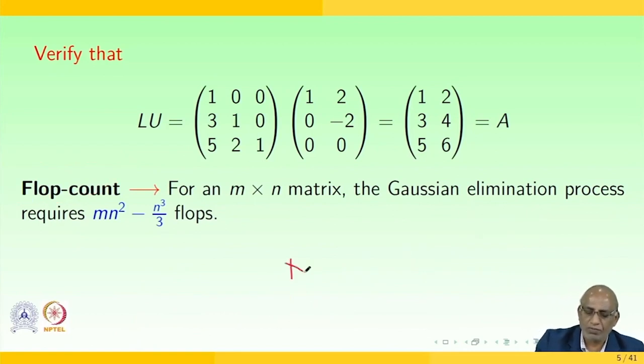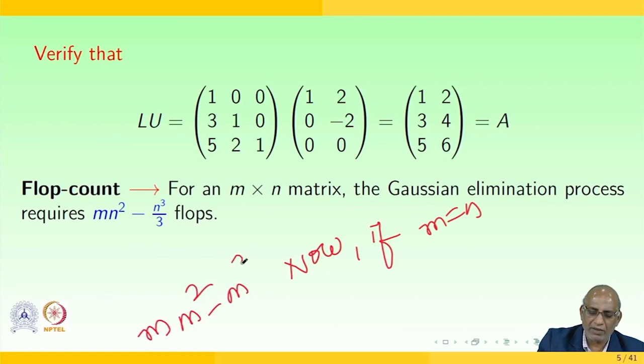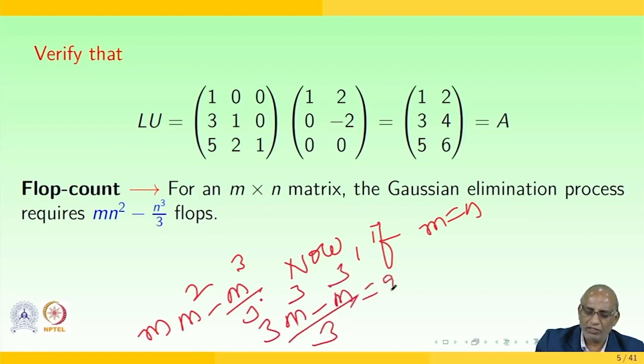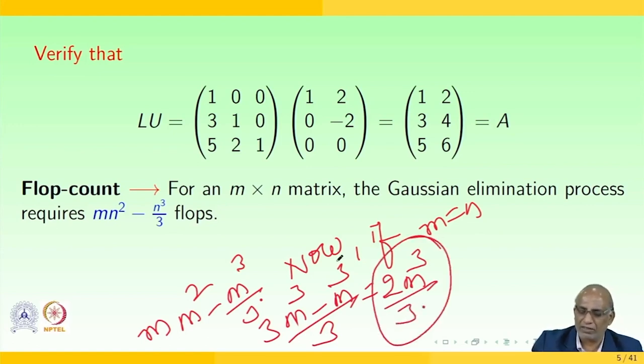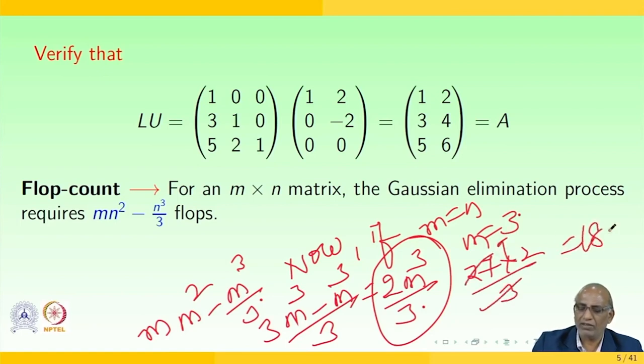Now, if m is equal to n, then it is m into m² minus m³ by 3. So 3m³ minus m³ divided by 3. So it is 2m³ divided by 3, where m is the square matrix. Suppose m is equal to 3, then 27 into 2 by 3. So 9 into 2, so it would be 18 for a square matrix of order 3 by 3.